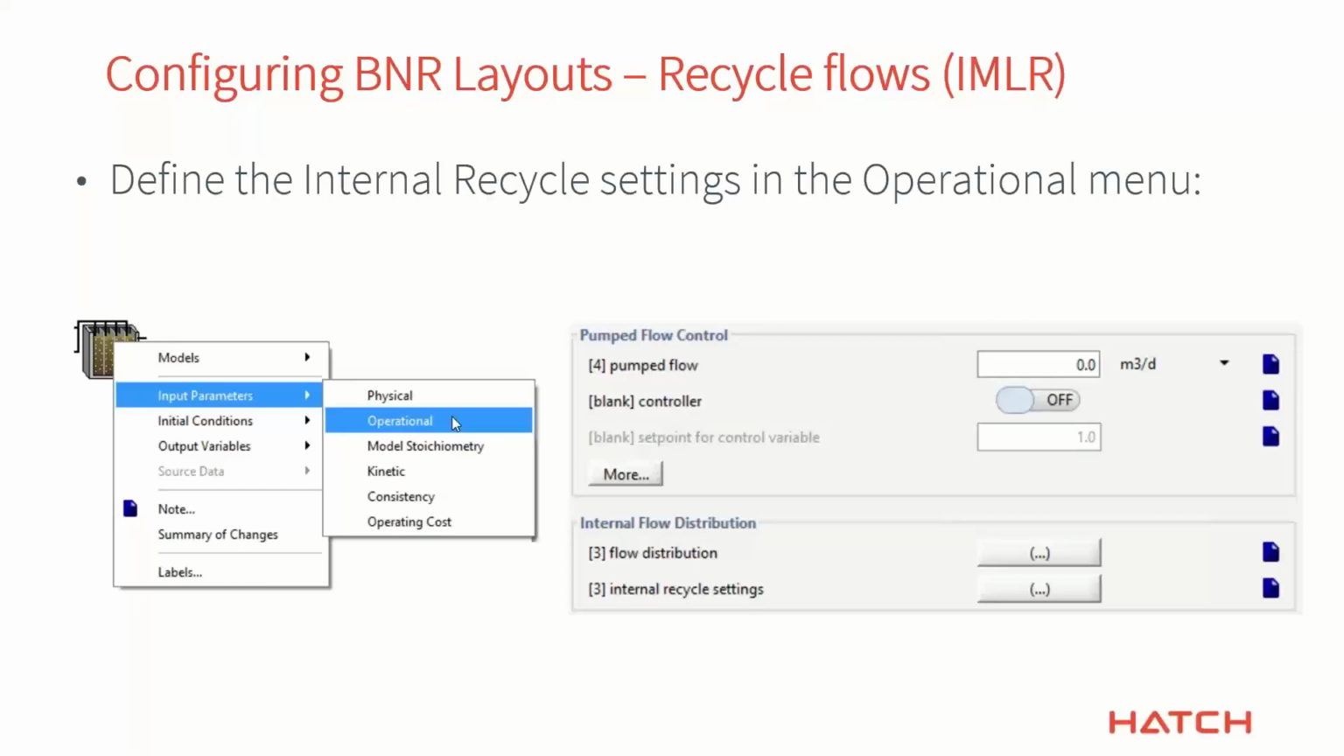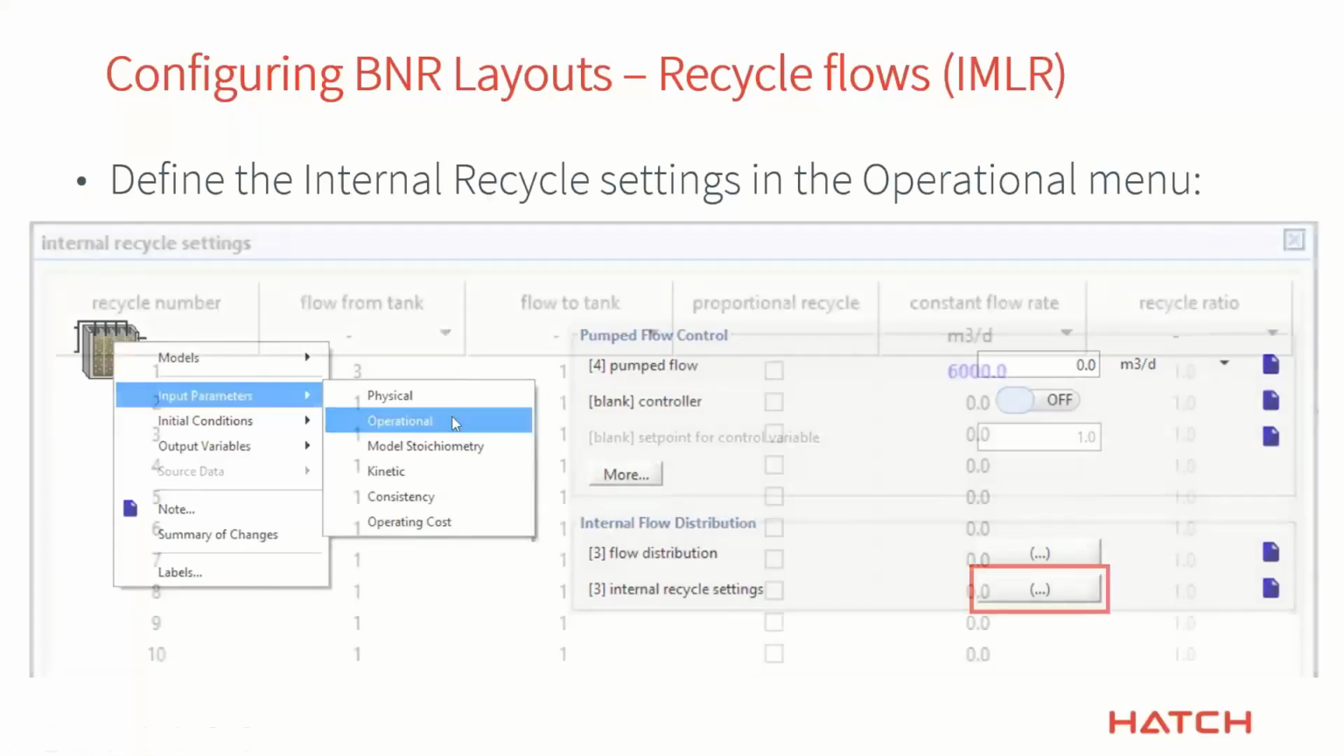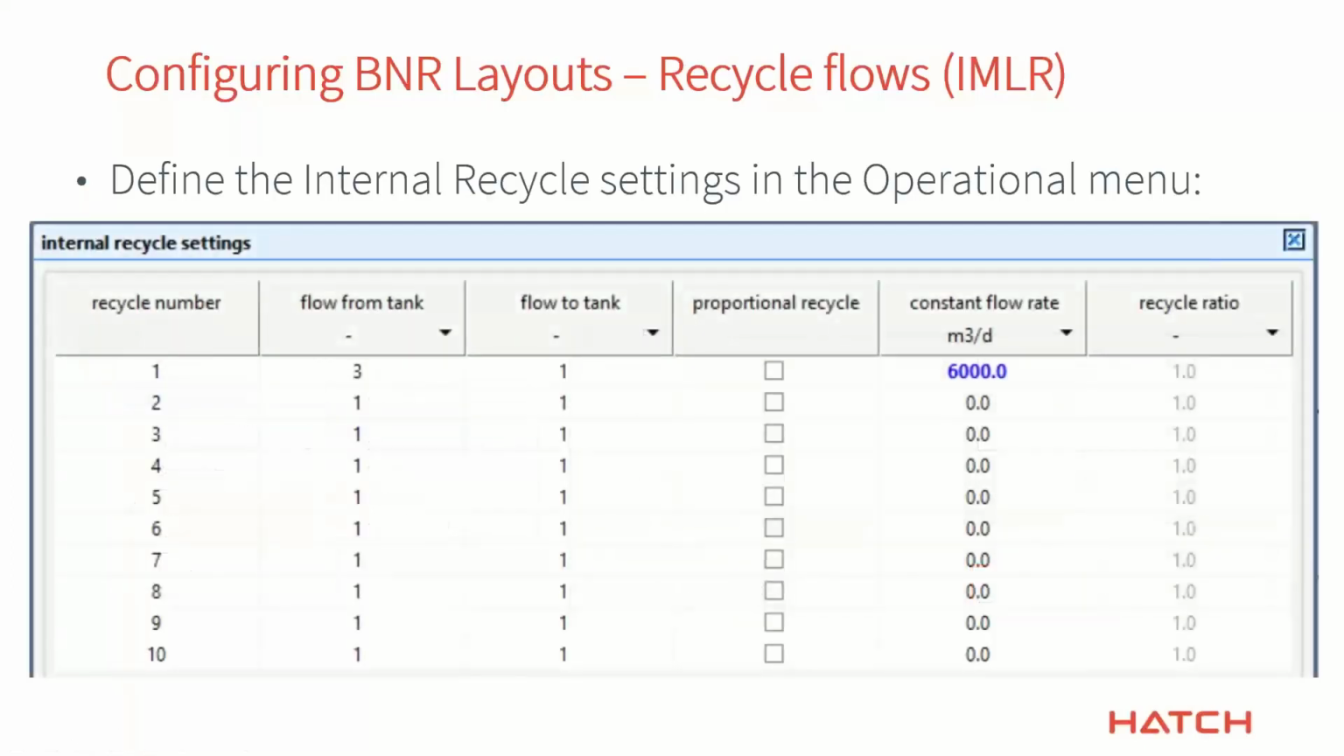So go to the input parameters, operational menu, slide all the way down to the bottom again. So we talked about flow distribution before. Now we're talking about this internal recycle settings button. When you hit it, you'll get this custom made menu that we have. Looks a little different than a lot of the other ones. The key thing is you need to know I'm going from a tank and to a tank.